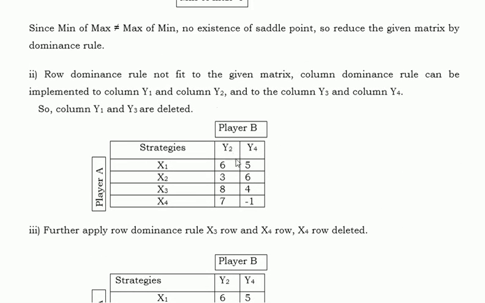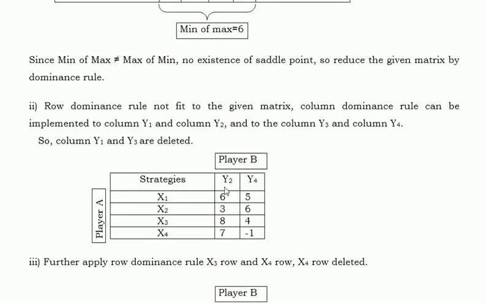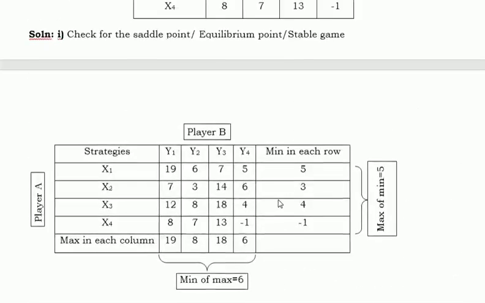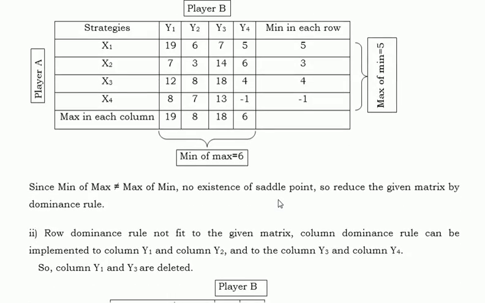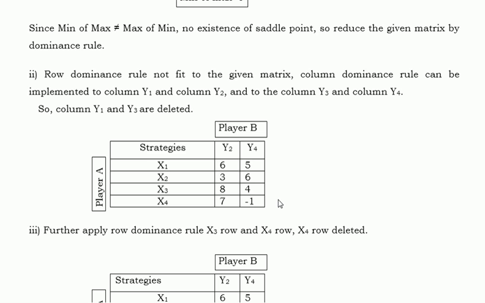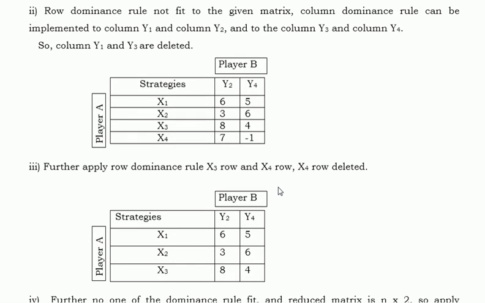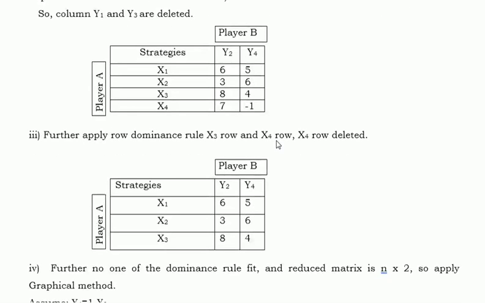So the reduced matrix is 4 by 2. Initially the order of the matrix was 4 by 4, now the order is 4 by 2. See here, with the dominance rule, the order of the matrix is reducing. Once again check whether any remaining dominance rule fits this reduced matrix. That is, apply the row dominance rule between x3 and x4.